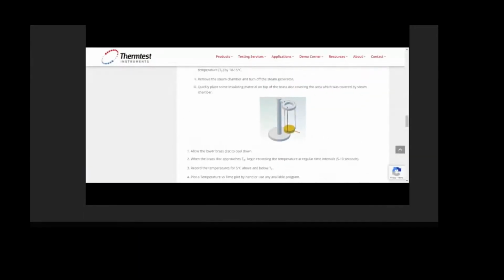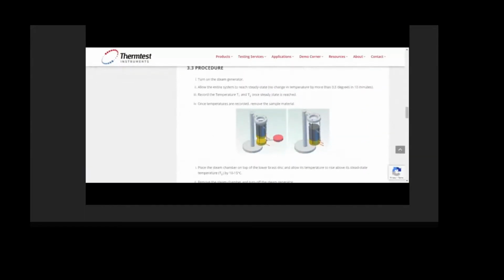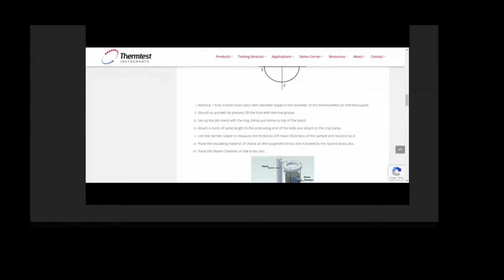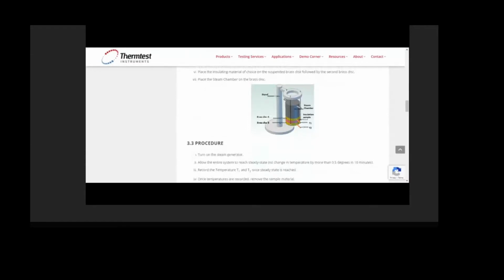Let's look at the other one, which is the Lee's disc method. So the Lee's disc method is the same, right? But this time it actually uses basically two brass discs, right? So just giving you a summary of what's happening. So he has two brass discs.